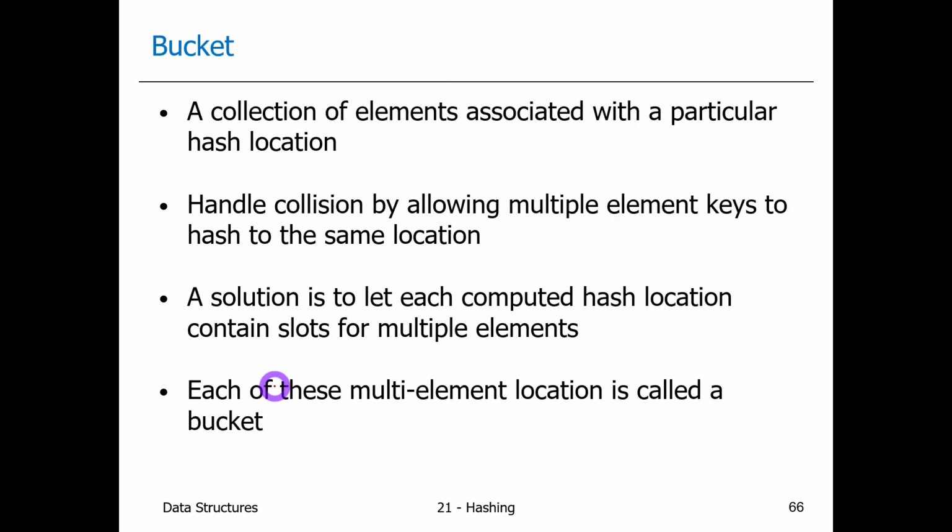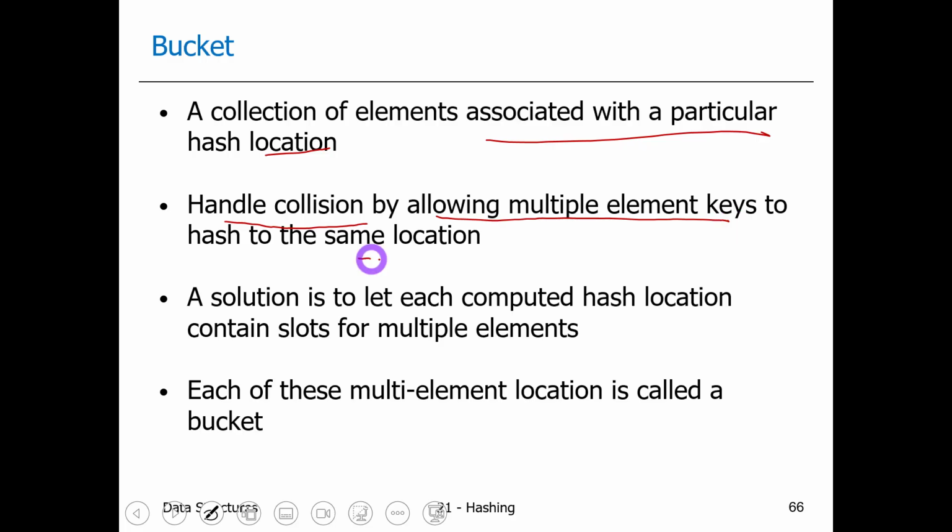Now let's understand the technique that is bucket, of course, to avoid collisions. A bucket is a collection of elements that is associated with a particular hash function. It handles collision by allowing multiple element keys to hash at the same location. So we put multiple keys at the same location in a bucket. The solution is to let each computed hash location contain slots for multiple elements. So every location is like a bucket; it has multiple slots available at one position.